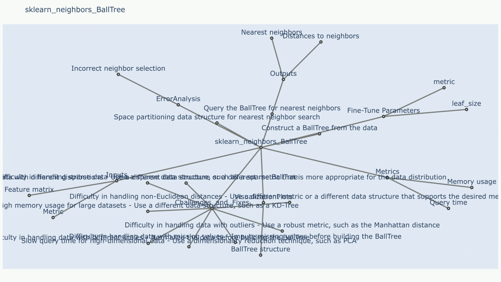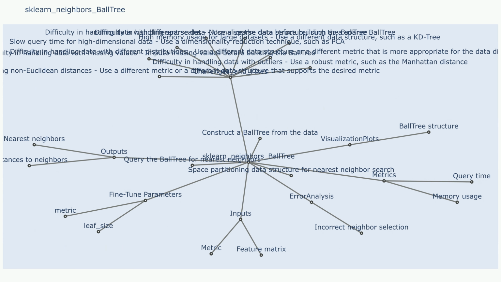Metric: a string or callable object specifying the distance metric to use for calculating distances between points. The default is Minkowski, which corresponds to the Euclidean distance. Other options include Manhattan, Chebyshev, cosine, etc. Outputs: self, the ball tree object itself, which can be used for subsequent nearest neighbor search operations.